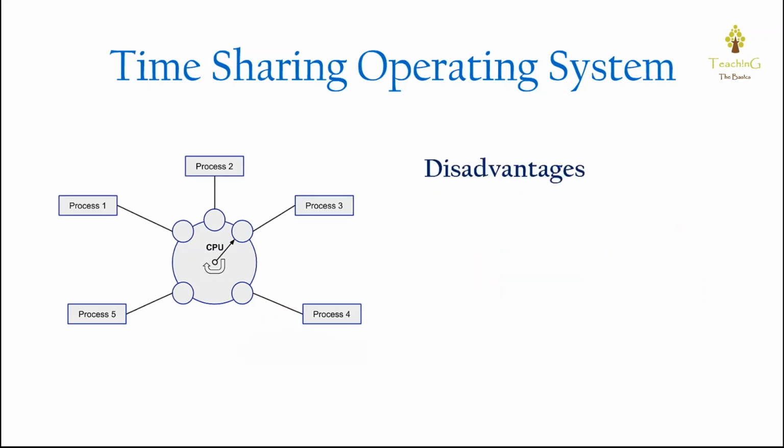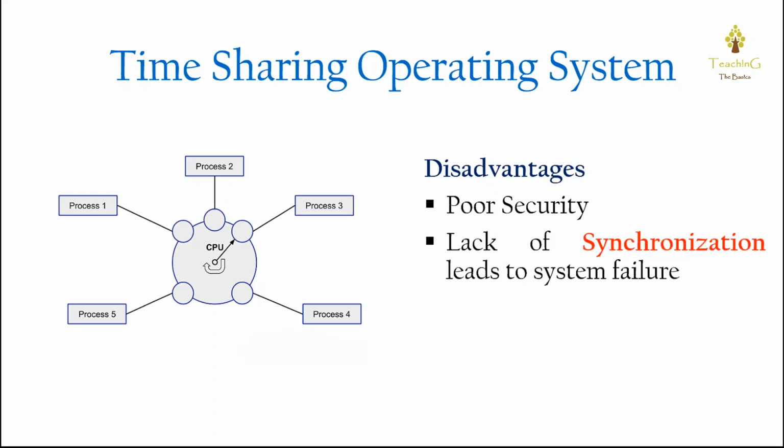So what are the disadvantages? The first one is poor security. If one process gets affected, then the other processes are also likely to get affected. The next one is that lack of synchronization leads to system failure. If the time sharing operating system doesn't follow synchronization methods or techniques, then it is surely going to lead the system to a failure state.